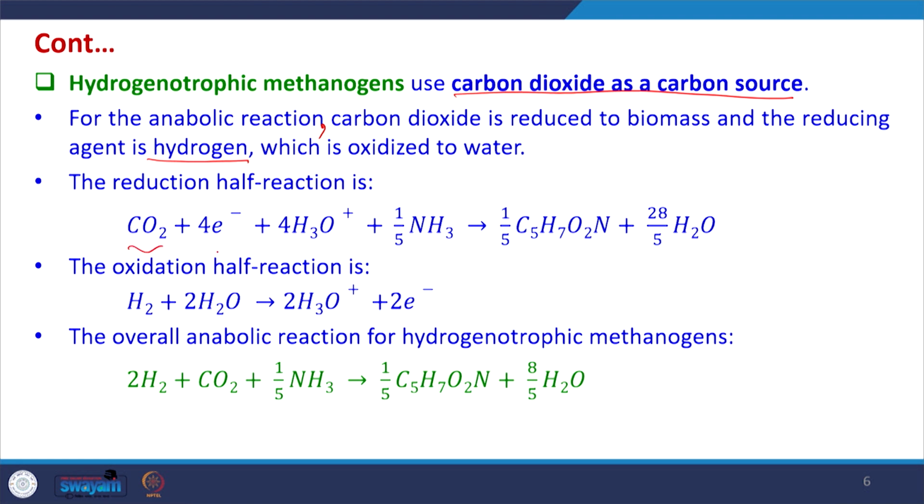So, CO2 with 4 electrons plus 4 H3O+ and ammonia produce the microorganism along with water, and H2 along with H2O releases the electrons and H3O+. If we combine them together, the overall reaction is this: hydrogen plus CO2 plus ammonia produce the microorganism during the hydrogenotrophic methanogenesis. So, this is the overall reaction that happens during these particular types of reactions.